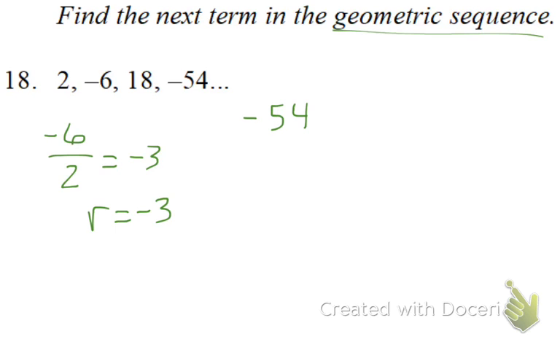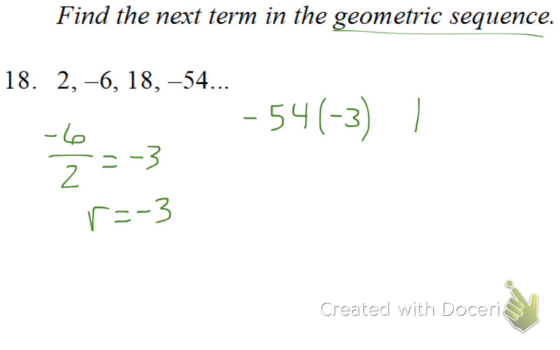All right, they tell us it's a geometric sequence. We just got to figure out the next term. So find the common ratio by dividing the second term by the first. You get negative 3. So that's the r. So do negative 54 times negative 3 to find the next term.